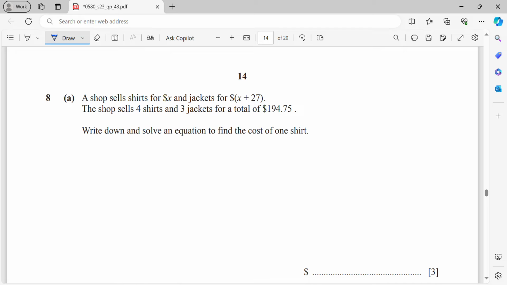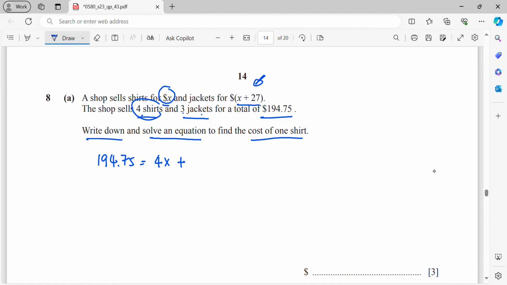Okay, now question 8a. A shop sells shirts for X dollars and jackets for X plus $27. The shop sells 4 shirts and 3 jackets for a total of this amount. Write down and solve an equation to find the cost of one shirt. Right, so we know that the total amount is 194.75. For 4 shirts, one shirt is X dollars, 4 shirts will be 4X. Then plus, okay, 3 jackets, each jacket is X plus 27. So that means 3 times X plus 27.